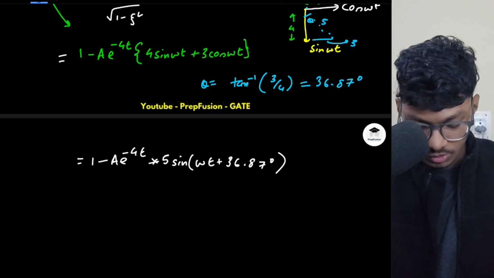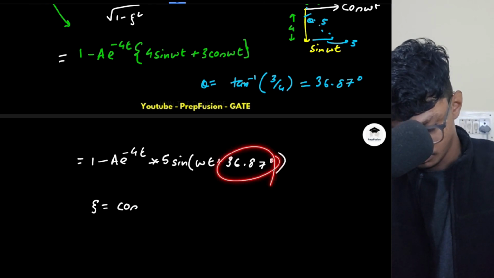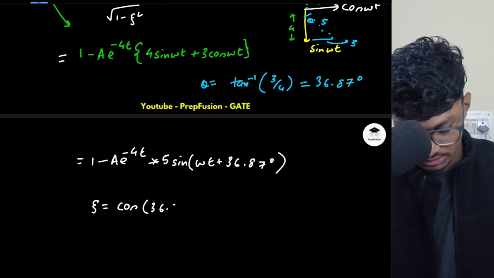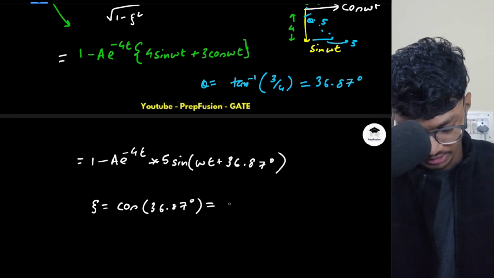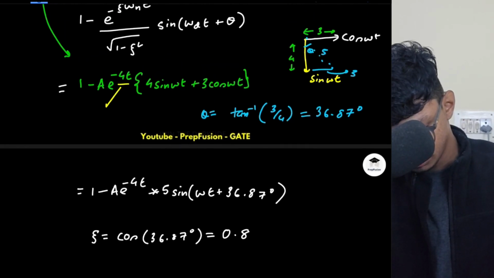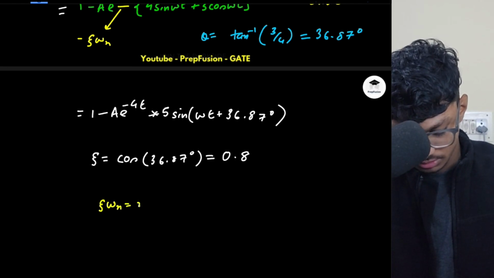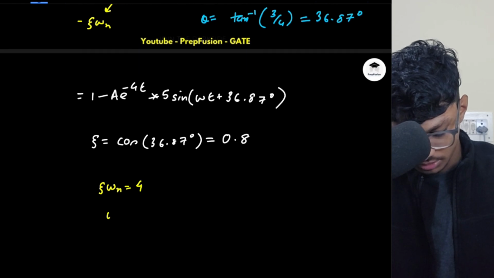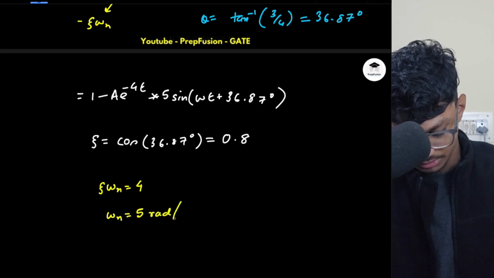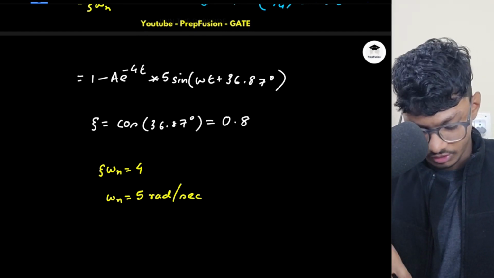degrees. Okay, so what is the zeta? Zeta is cos theta of this angle. So cos of 36.87 degrees will be 0.8 basically. Okay, and I know this value is what? This is zeta omega n. So zeta omega n is equal to 4. Okay, so omega n will be simply 5 radian per second. This is the value of omega n.